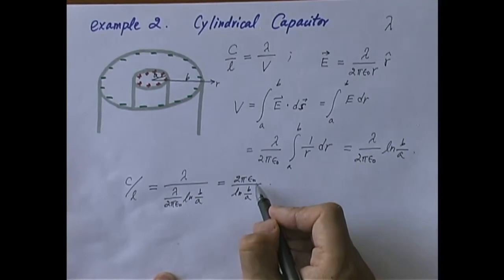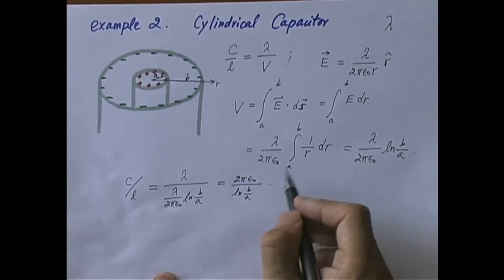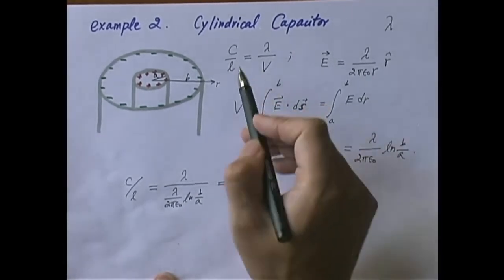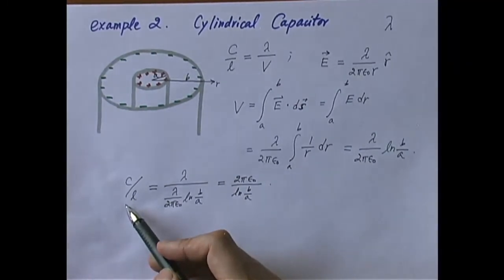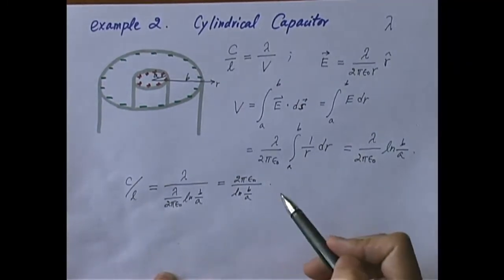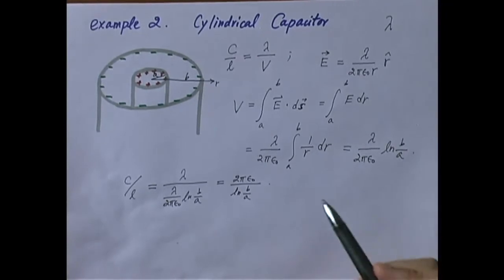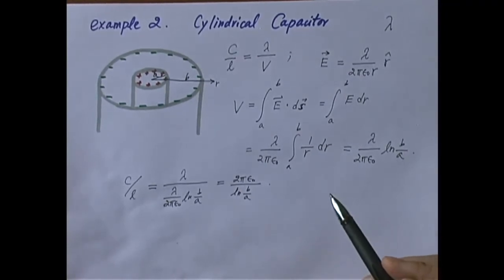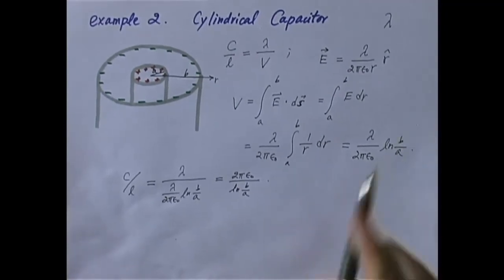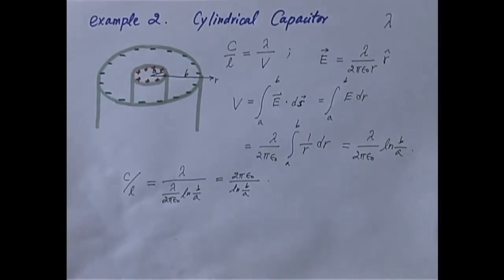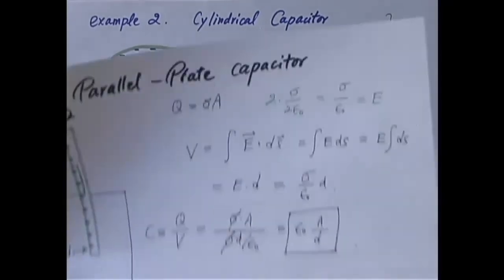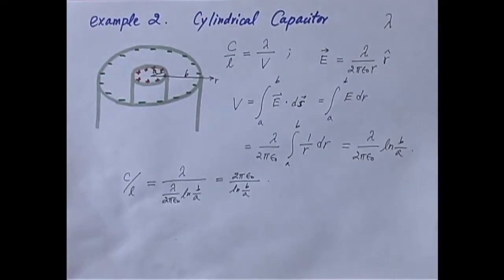times epsilon naught. What happened to the length? Well, it's divided off here. See, it's capacitance per unit length. You can move the L over, then you get the full capacitance for an entire length L. Now, you notice that this expression looks very different from the previous case of parallel plate capacitor, which had no natural log function, right? It was just epsilon naught A over D.